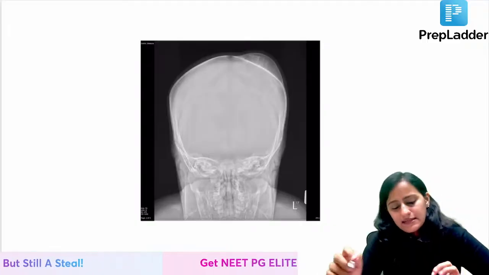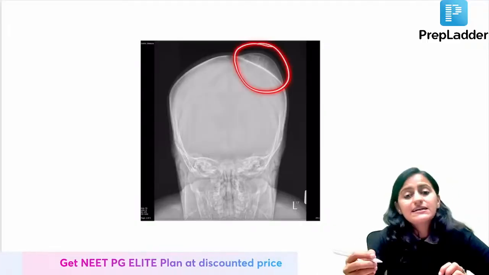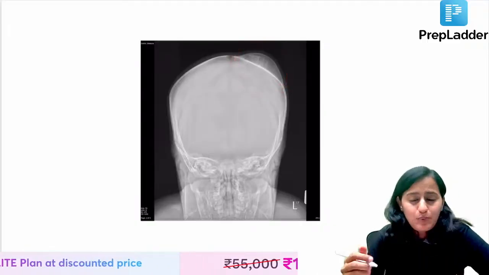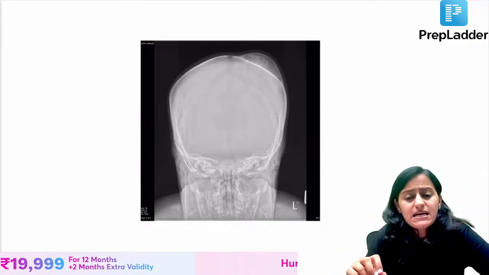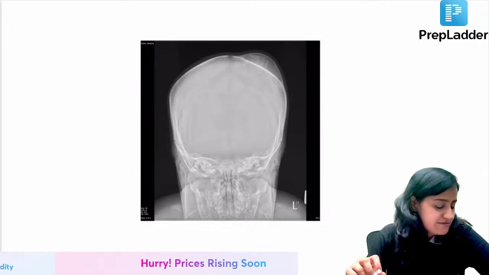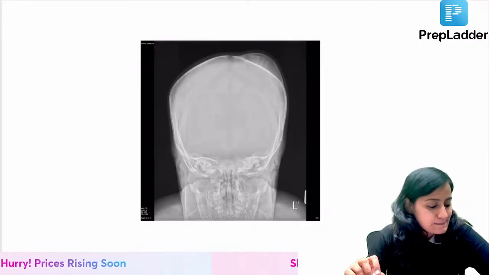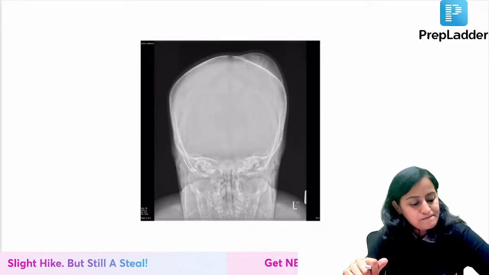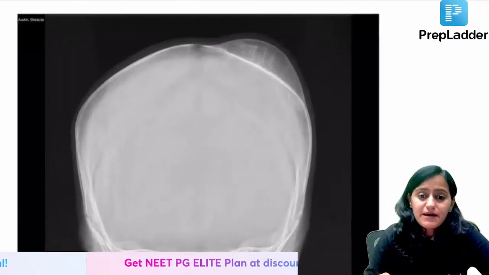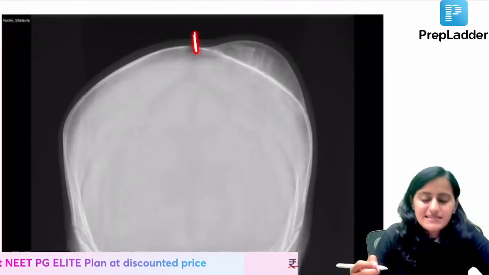Next one. In this image here, is this caput or is this cephal? Right? One of the NEET PG exam questions. Is this caput or cephal hematoma? How do you know this is cephal hematoma? It is not crossing the midline.